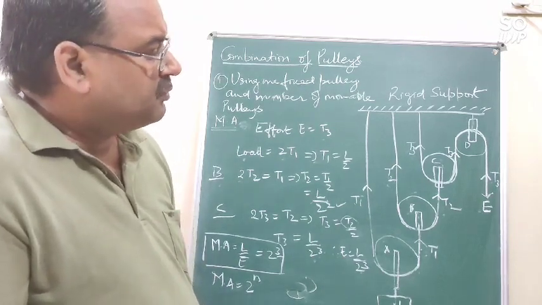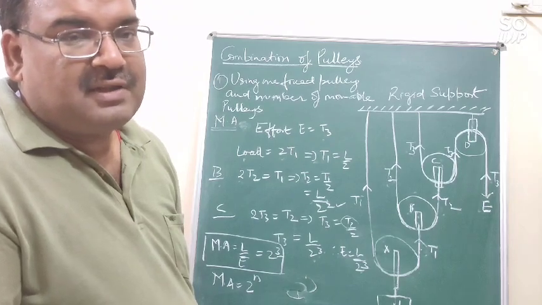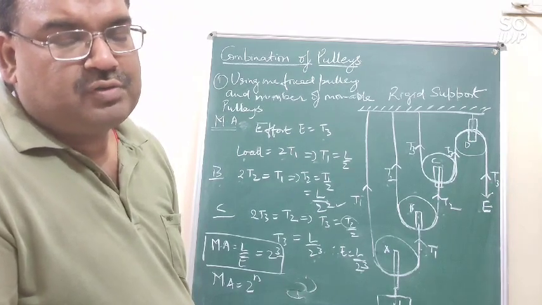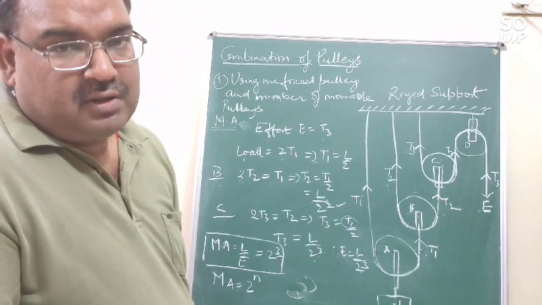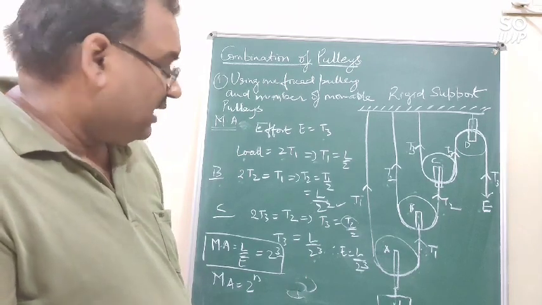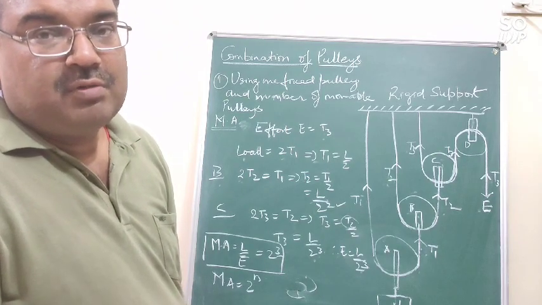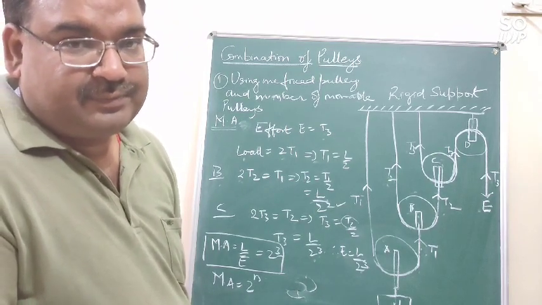What about the single fixed pulley? The single fixed pulley has a mechanical advantage equal to 1. So it is only used to change the direction. Is it clear? So the mechanical advantage of the whole combination depends only upon the number of movable pulleys.